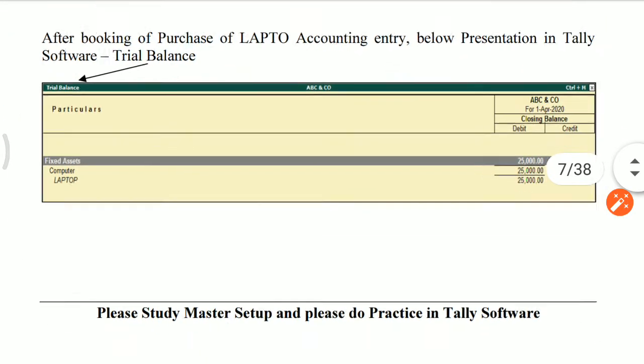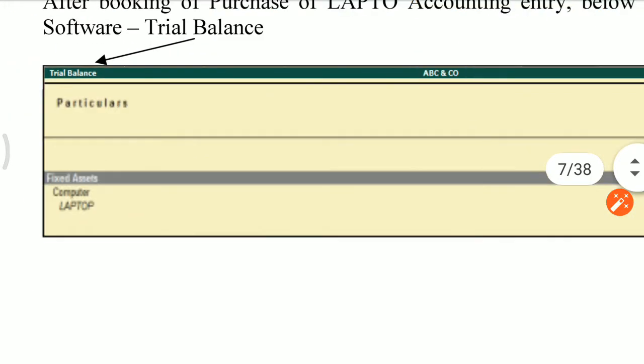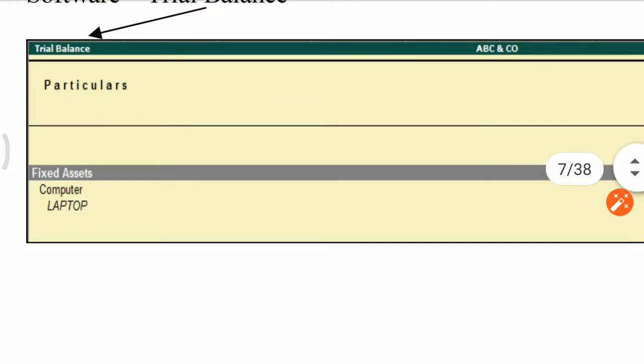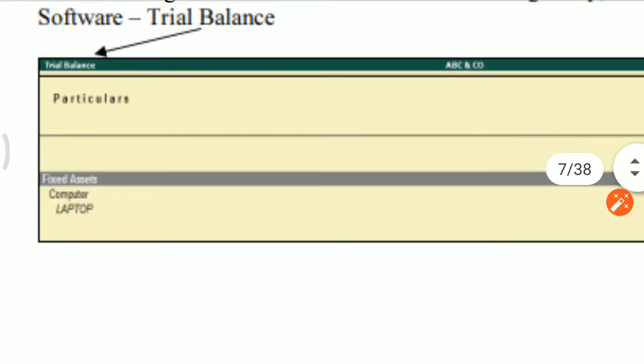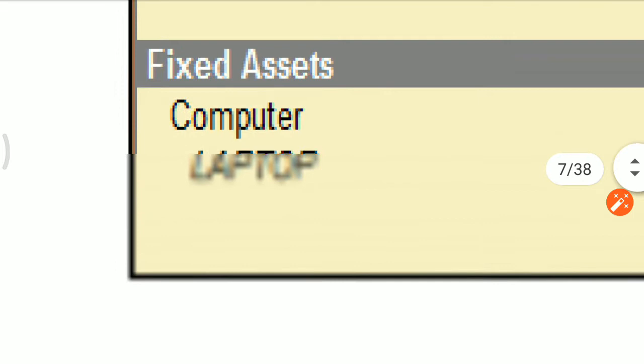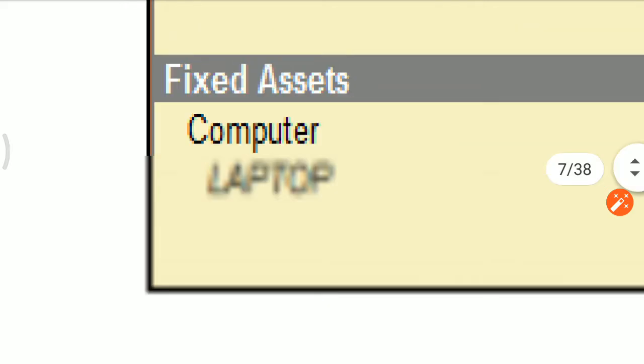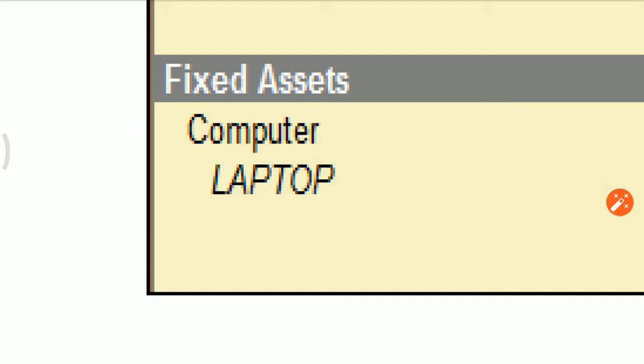The trial balance presentation I have given on your screen. That is fixed asset your main group, subgroup is computer, and ledger is laptop. Friends, I want to just give information that ledger name is always in italic. I am repeating again, ledger name always in italic, group always in normal case. Just watch on the screen, laptop is in italic, computer is in normal case, fixed asset also in normal case. This is the amount presentation.